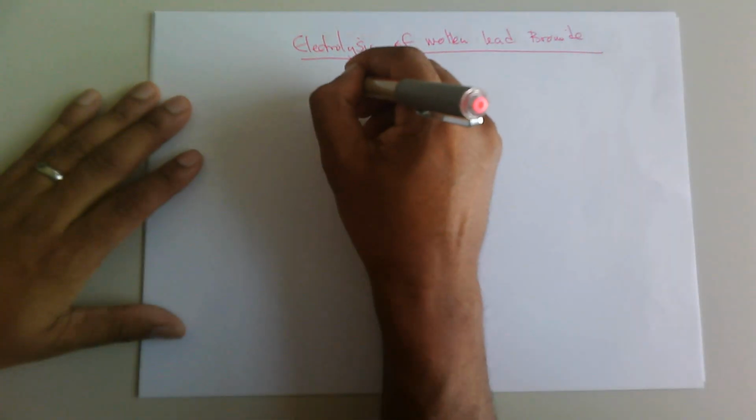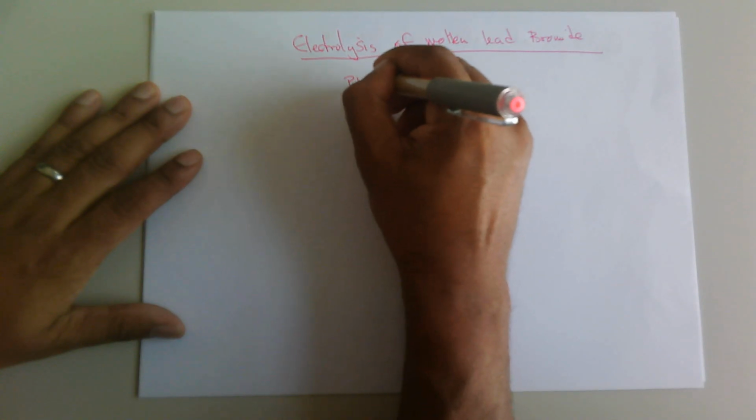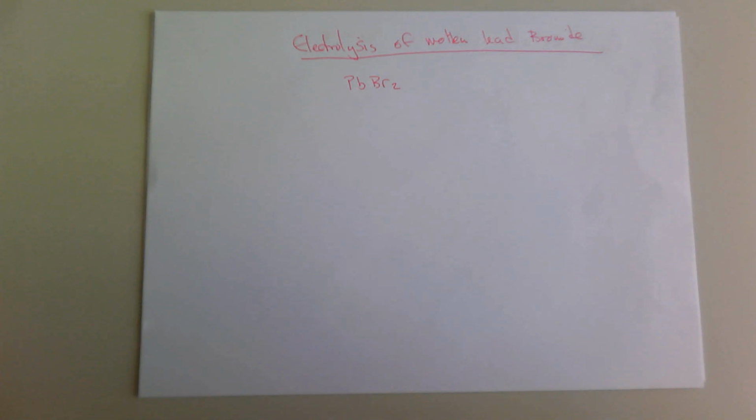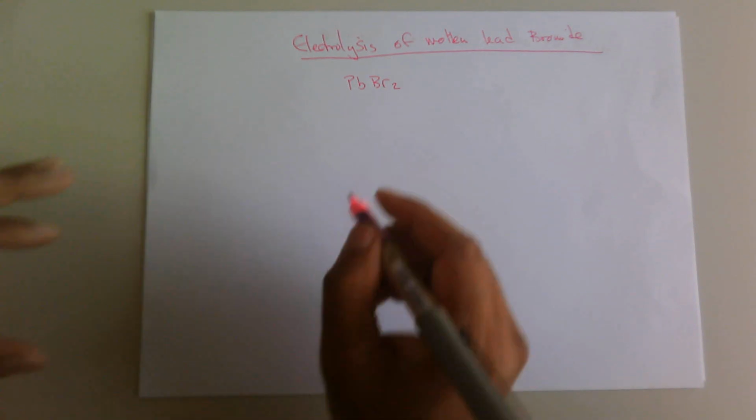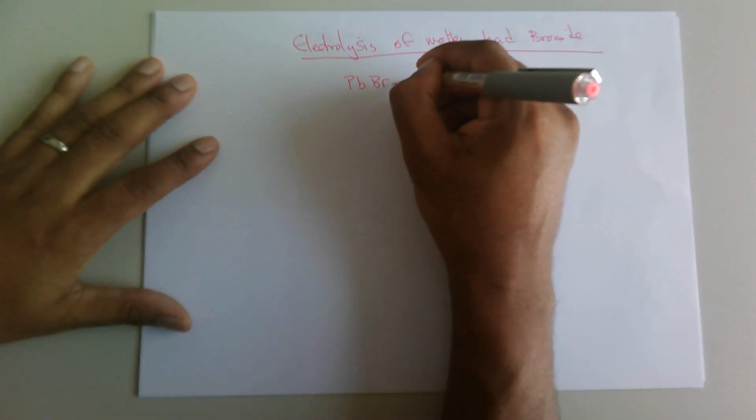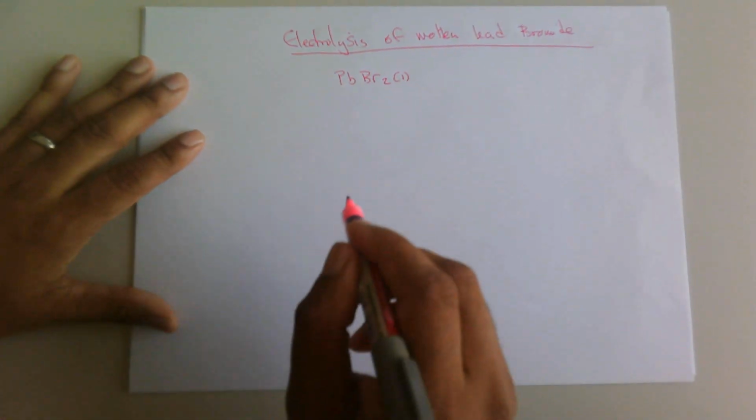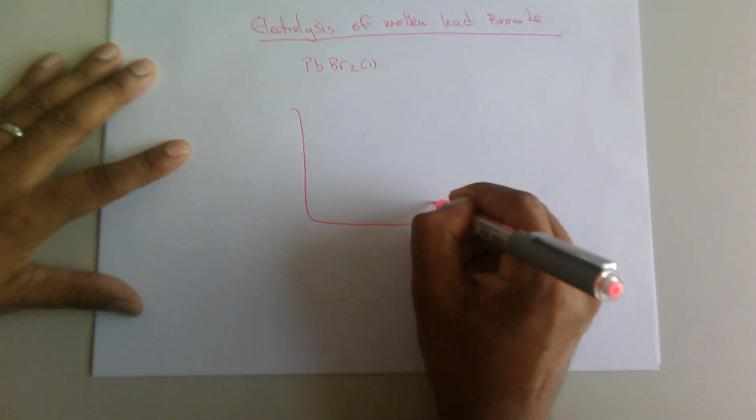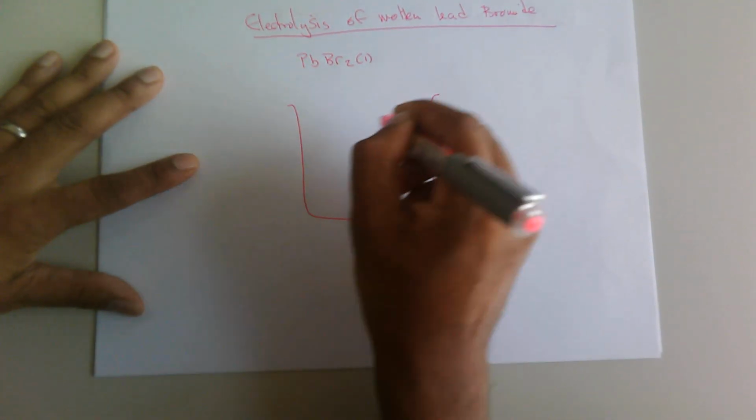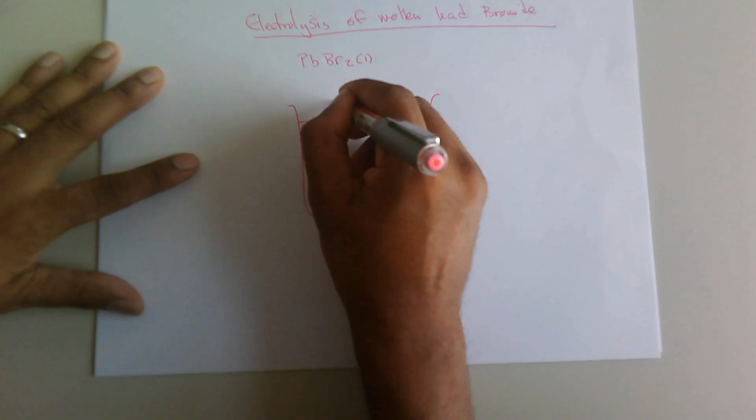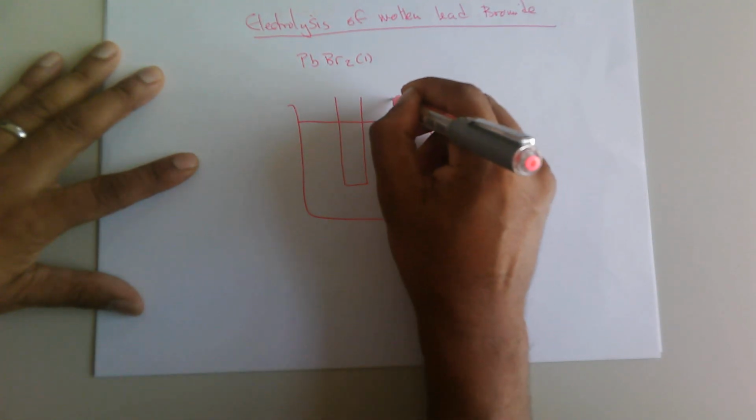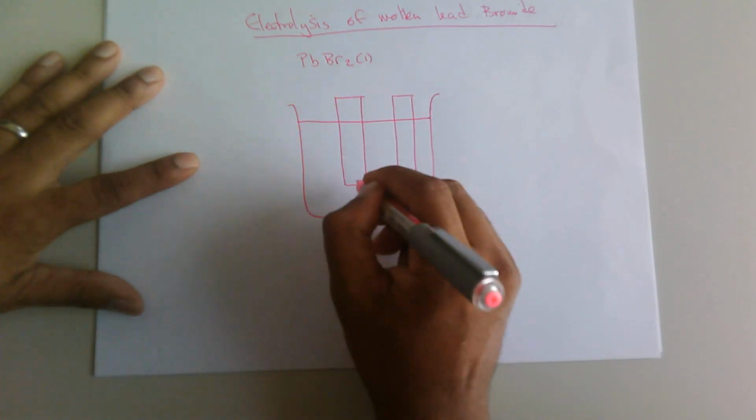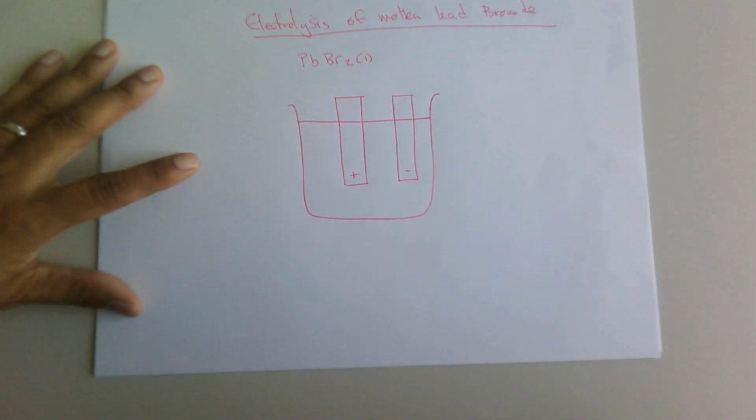So lead bromide is PbBr2. It's going to be molten, so it's going to be made into a liquid. Now what we're doing here is, when we carry out electrolysis, we look at the electrodes. We think about the positive and the negative charges. So say you've got a positive electrode and a negative electrode.